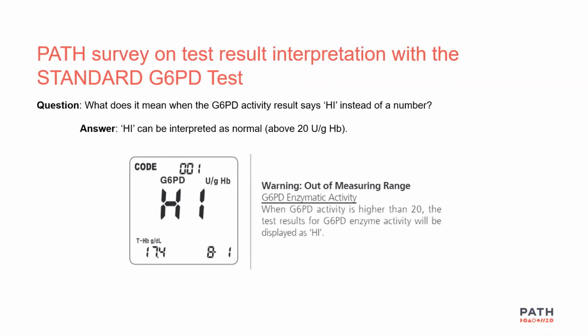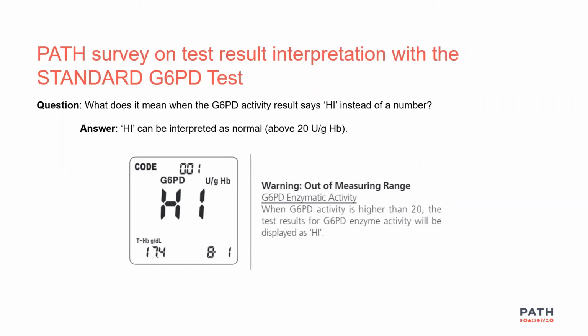There are two most asked questions, and I would request Emily and Pooja to take them first. Number one is, what does it mean when the G6PD activity says high instead of a number? And the second is, should I use the G6PD test results if the hemoglobin result is less than 7 grams per deciliter? So over to you, Pooja and Emily.